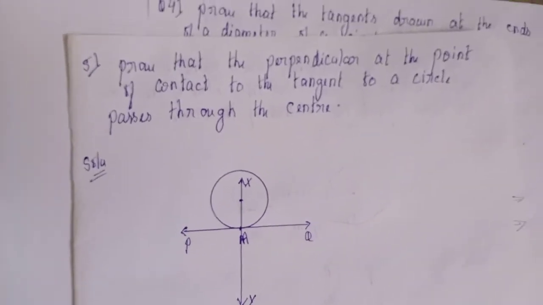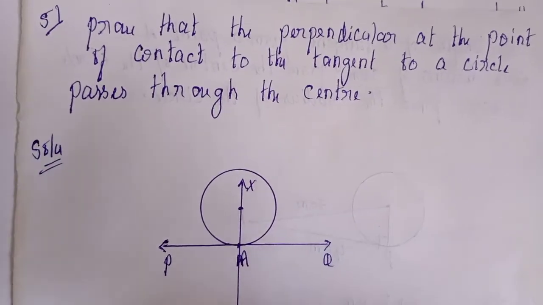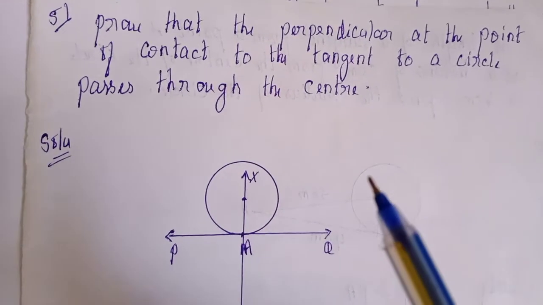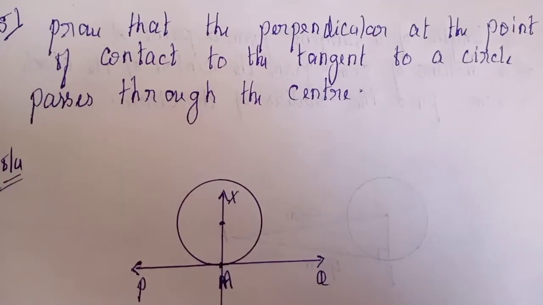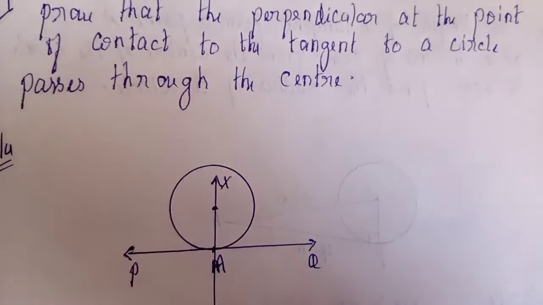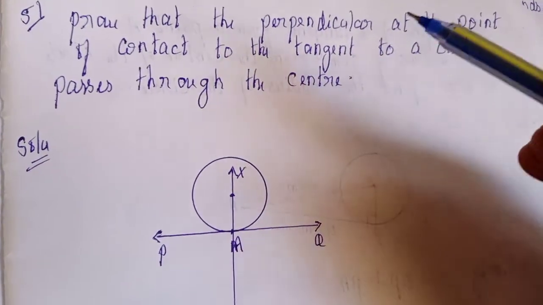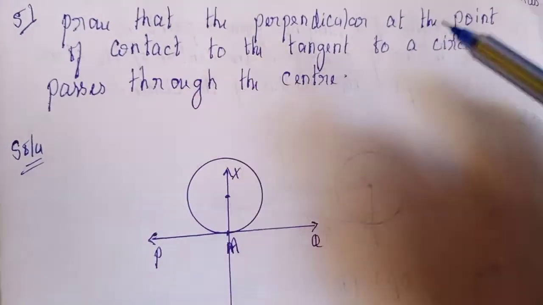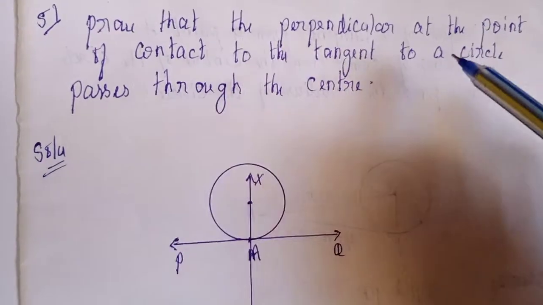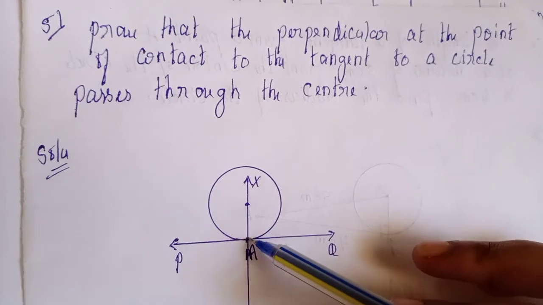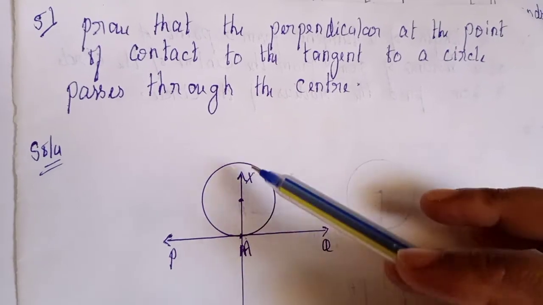question number 5. You can see here, what has been given? Prove that the perpendicular at the point of contact to the tangent to a circle passes through the center. When you look at this question, you may feel you already know theorem 10.1, that the radius is perpendicular to the tangent at the point of contact. This looks exactly similar to that statement, but the way it is asked is different. So let us read again. Prove that the perpendicular at the point of contact, so this is the point of contact, to the tangent to a circle passes through the center.